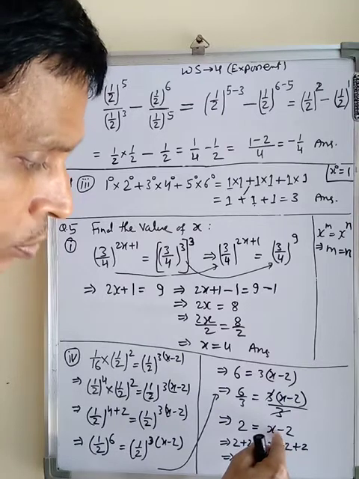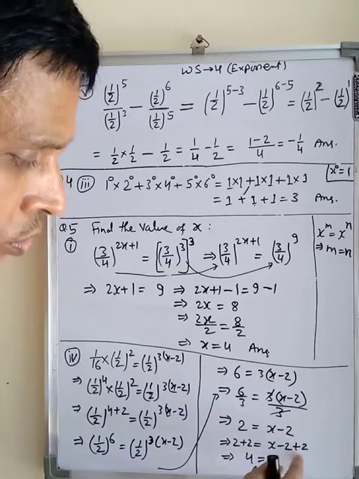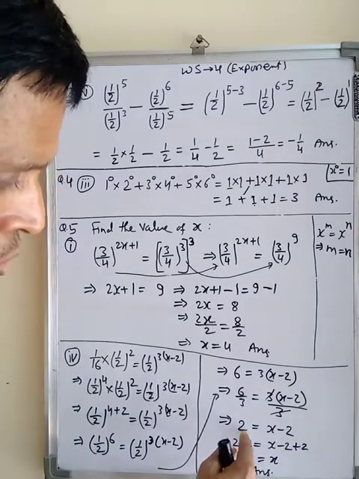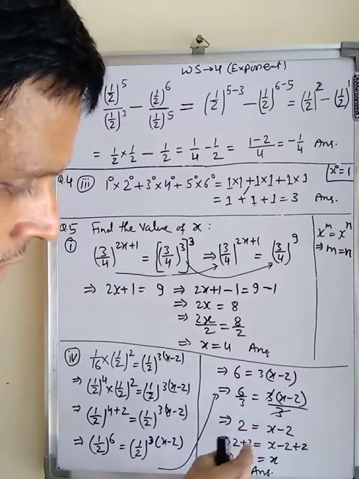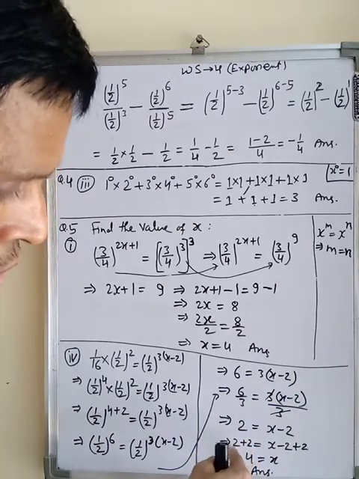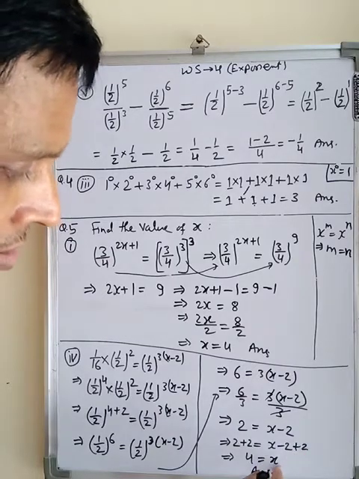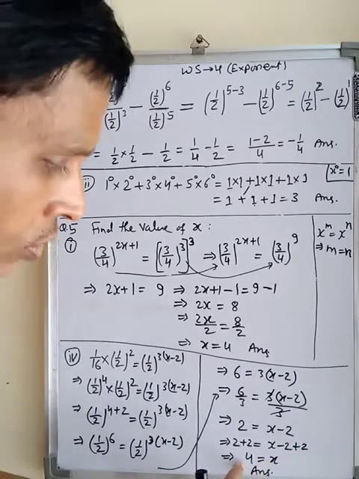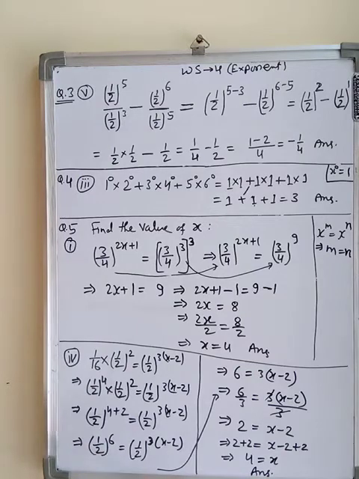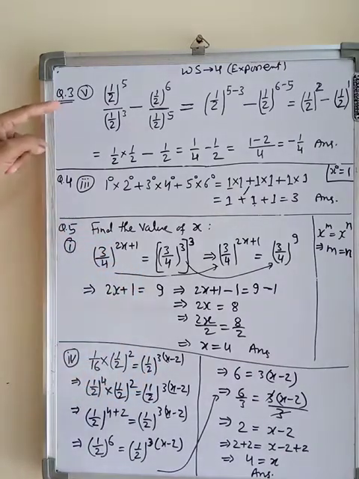So in x minus 2, we add plus 2 on both sides, because the opposite of minus 2 is positive 2. After adding 2 to the left hand side, we add 2 on both sides. So 2 plus 2 is 4, and the minus 2 and plus 2 cancel, and x is left. So x is equal to 4 is the answer of this question.